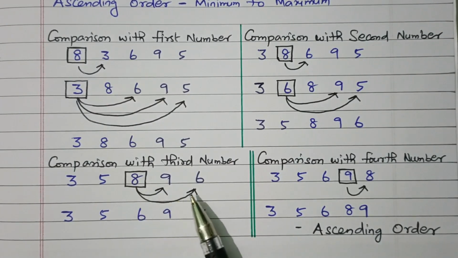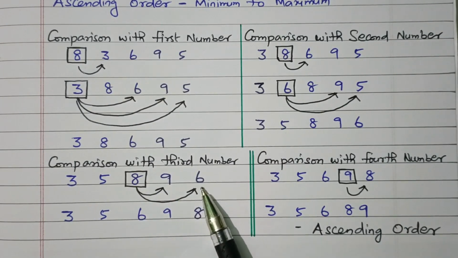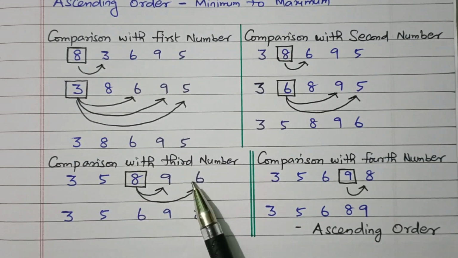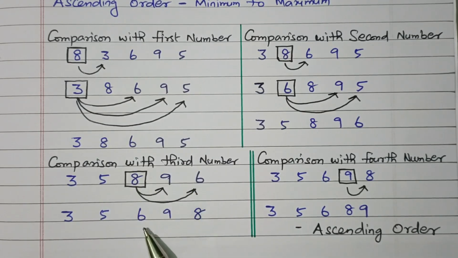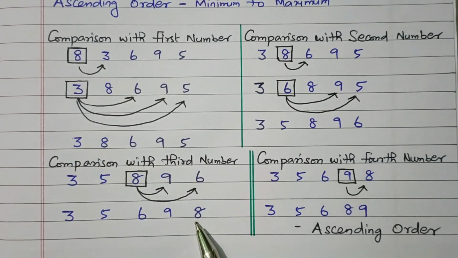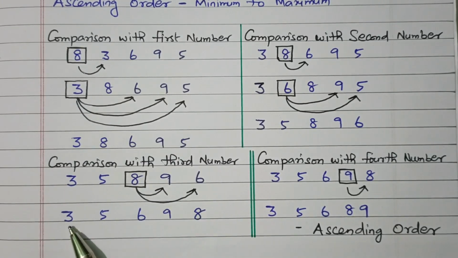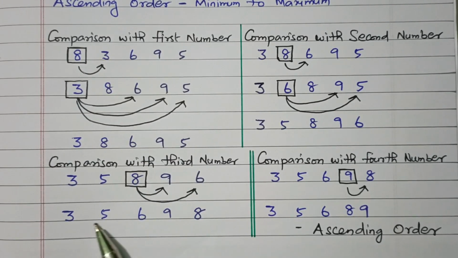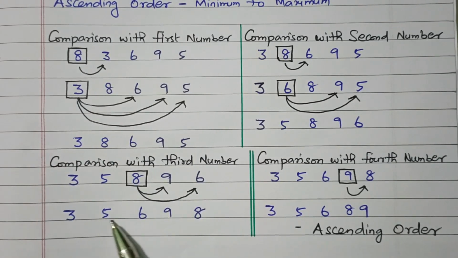Now the third number is compared with the fifth number. The fifth number is 6. Fifth number 6 is lesser than the 8, so we need to interchange. At third position, 6 is placed. At fifth position, 8 is placed. Right? Now the comparison is over. After the comparison, what we have? 3, 5, 6, 9, 8. See, the first three positions are confirmed. Right? This is arranged in minimum order.